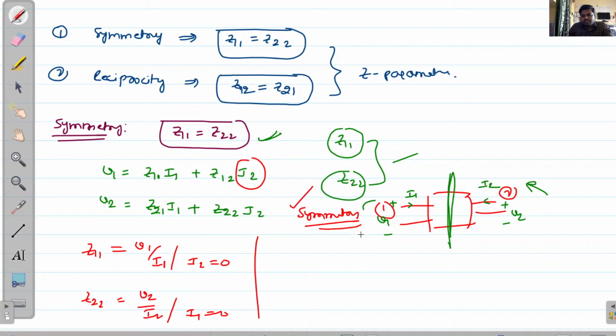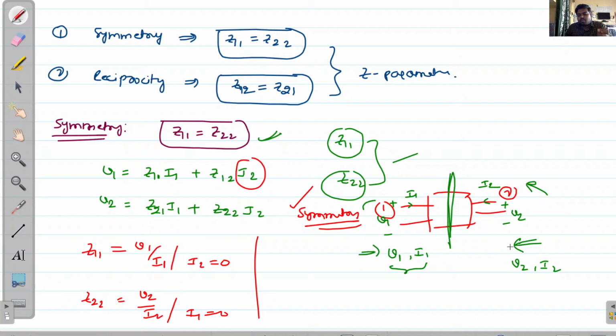So if you observe from port 1, you can observe the V1 voltage and I1 current. From port 2, you can observe the variables V2, I2. In this context, you can check whether both the observations are the same or not. In port 1 we have V1, I1, and from the port 2 end you get V2, I2. So both the observations are different, and that will not follow the symmetry condition. That is not a symmetrical network.